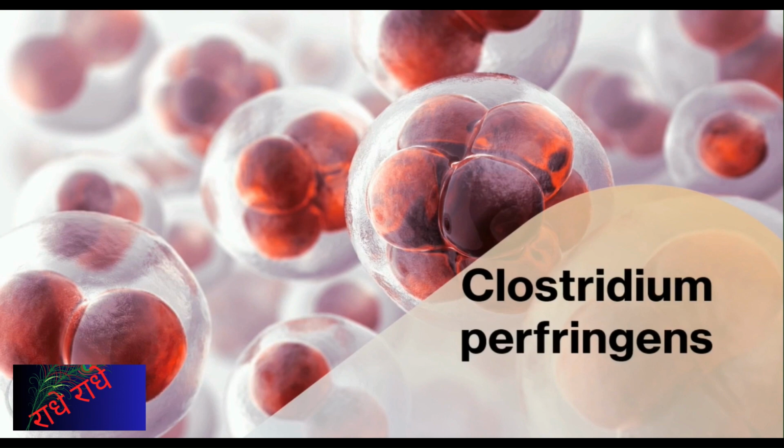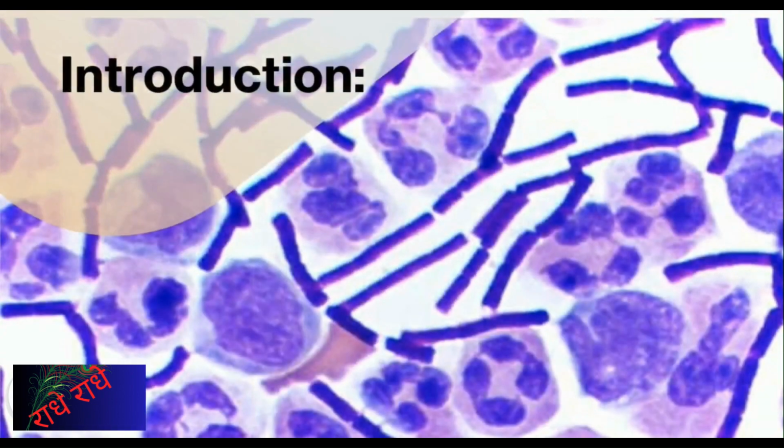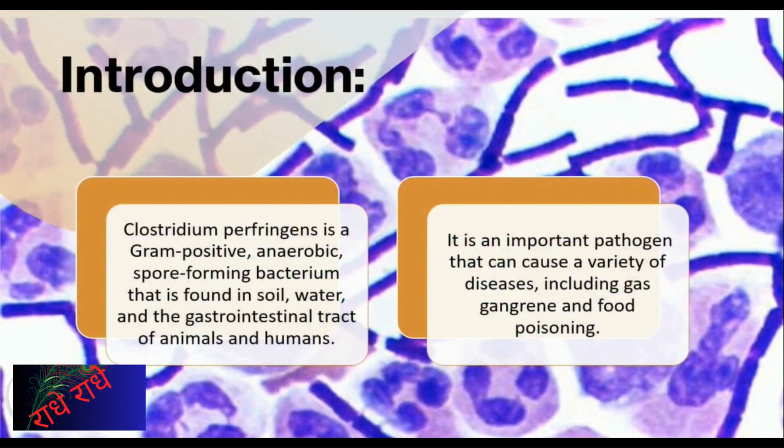Let's get started. Clostridium perfringens is a gram-positive, anaerobic, spore-forming bacterium found in various environments, such as soil, water, and the gastrointestinal tracts of animals and humans. It may cause various diseases, including gas gangrene and food poisoning, and is thus an important pathogen that should not be overlooked.